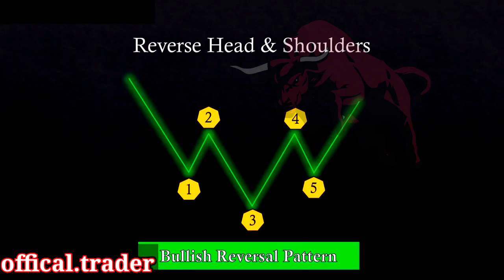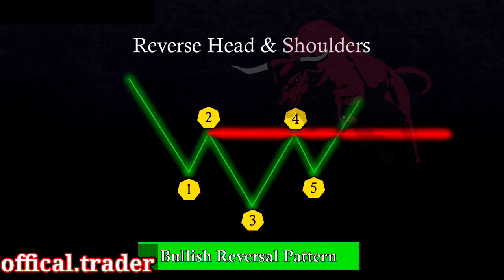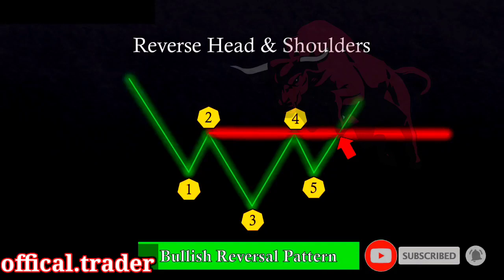The logic behind that is that sellers were able to create a low in number 3, but as they tried to create a lower low in number 5, they failed. The pattern is confirmed when price breaks above the neckline, which, as we already stated, can be horizontal or sloped, depending on where the previous highs and lows are located.